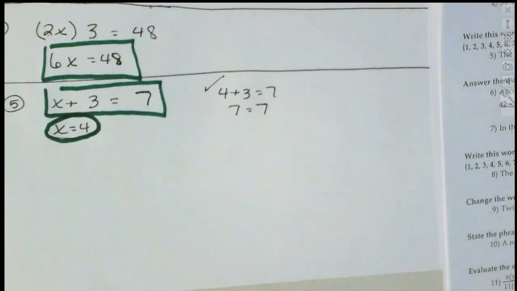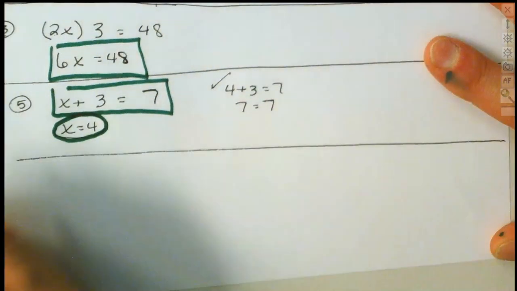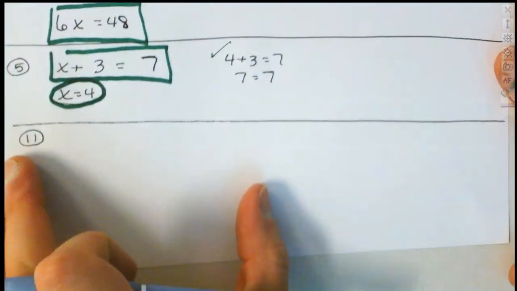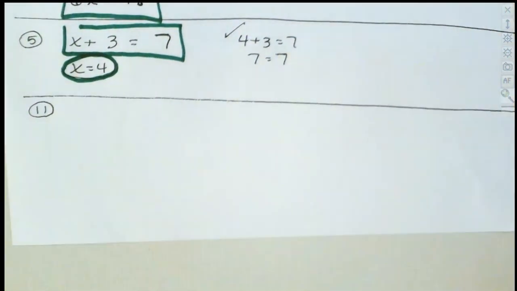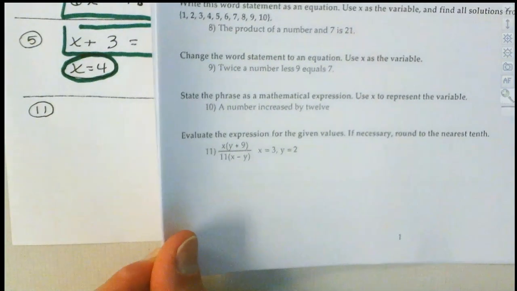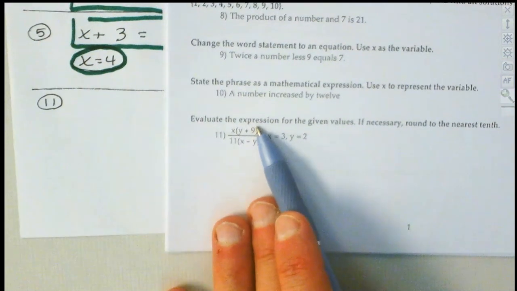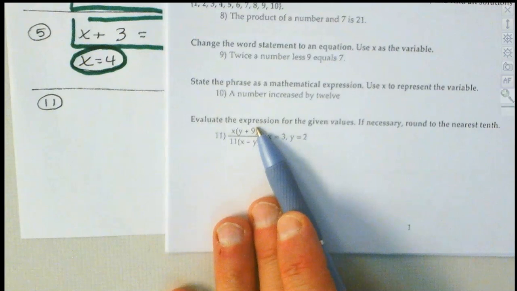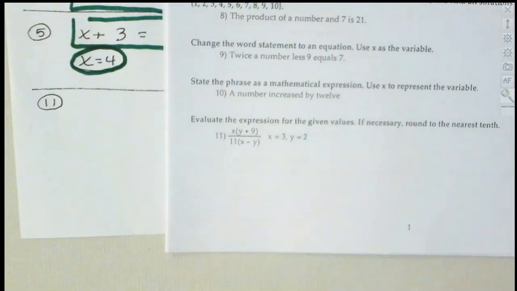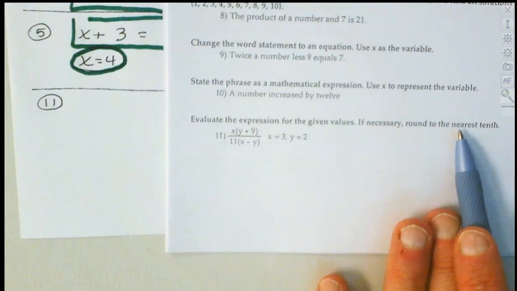Question 11. Question 11 has a lot going on again. And for question 11, we're going to break it up into pieces. Question 11, we're going to be plugging values in. So it says on our directions, evaluate the expression for the given values. So we're going to be plugging these in, and we want to round to the nearest tenth if necessary. So we're going to round to the nearest tenth.